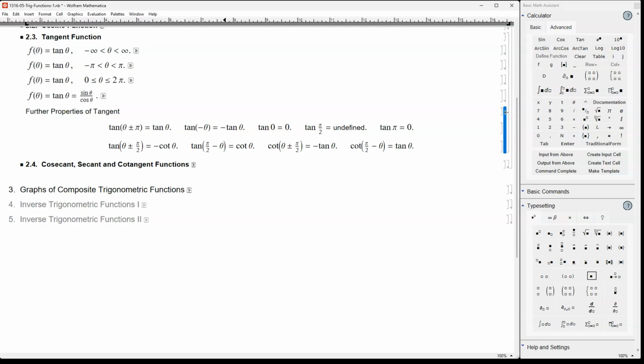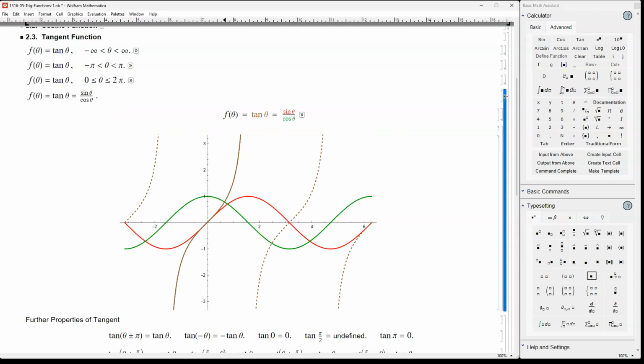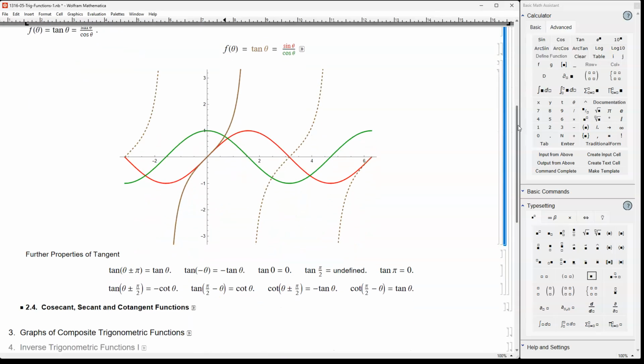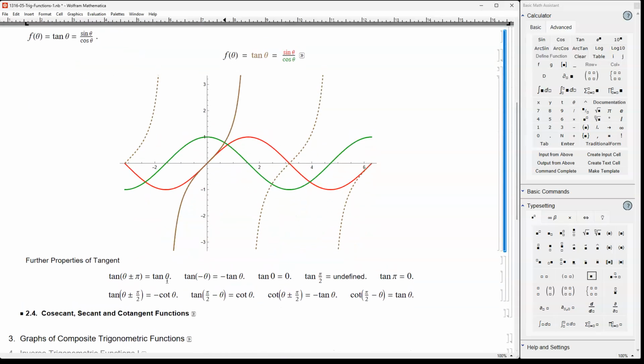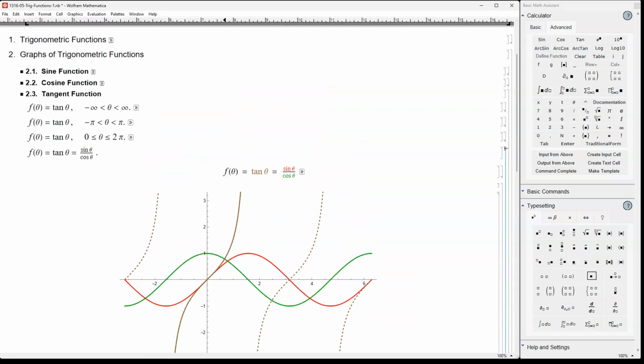As for the further properties of the tangent function, the period is pi, and it's an odd function. Yeah, you can see that. Tangent of 0 is 0. At pi over 2, undefined. At pi, again 0. And at negative pi over 2, again undefined, vertical asymptote. And yeah, that's a property of the tangent function.